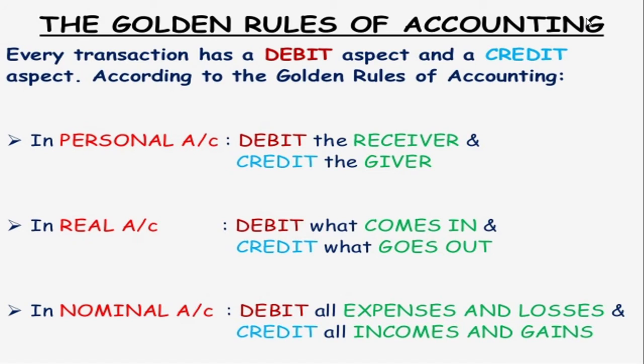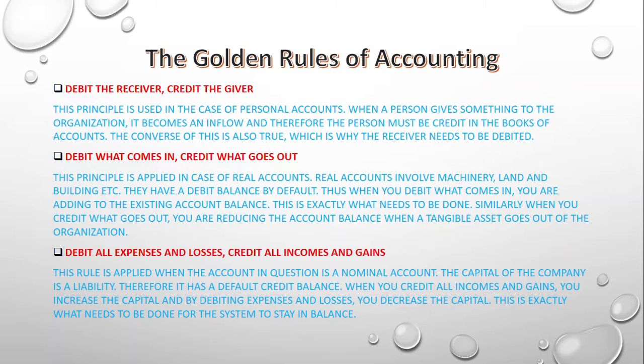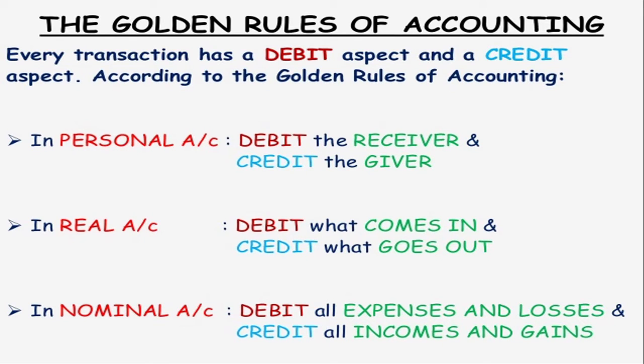First of all, I want to tell you that there are three kinds of accounts. First is personal account, second is real account, and the last one is nominal account. Personal accounts are those accounts which relate to persons with whom a business keeps dealings. Now the next is real accounts. Real accounts relate to an organization's property like furniture, plant and machinery, cash, bank, etc. And finally, there comes nominal account. Nominal account is an account that relates to business expenses, business losses, business incomes, and gains.